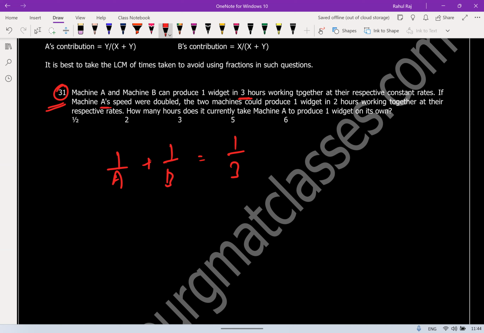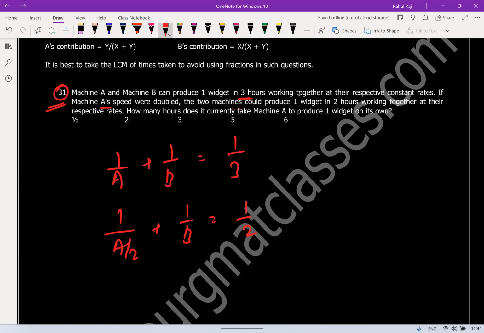If machine A's speed is doubled, the two machines could do the same work in 2 hours. It says that if machine A's speed is doubled, what I've told you, speed and time are always inversely proportional to each other. If machine A's speed is doubled, time taken by A will be A by 2. 1 over A by 2 plus B remains the same. They can finish the work in 2 hours. That's it.